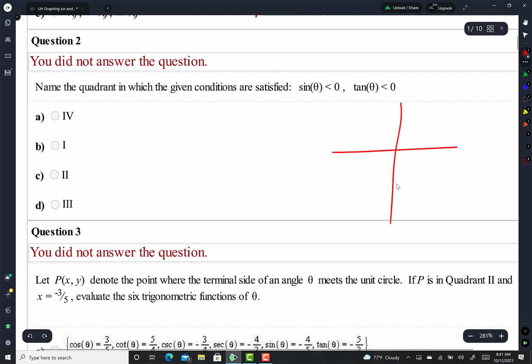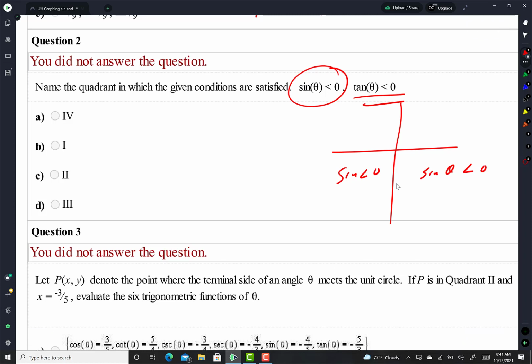Where is sine negative and tan negative? Well, sine is negative in quadrant 3 and 4. That's what this means, where sine is negative. And where you see tan less than 0, that means where tan is negative. Tan is also negative in quadrant... oh, nope, in 4. Sorry. In quadrant 3, tan is positive because y divided by x, both are negative, and negative divided by negative is a positive. So quadrant 4. Cool or not cool, guys?